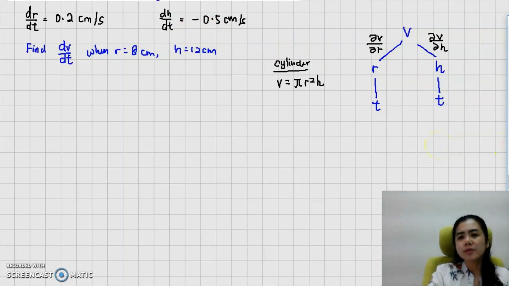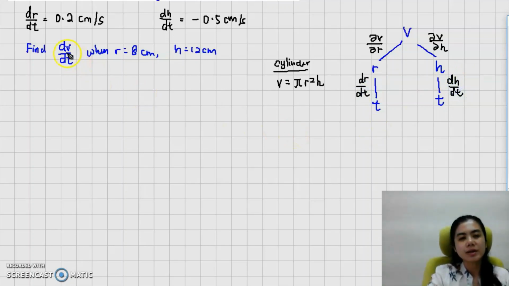Okay, so when each of them has a t component, you're going to use the dr/dt and this dh/dt.